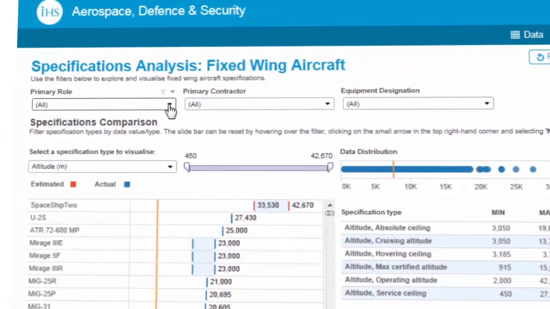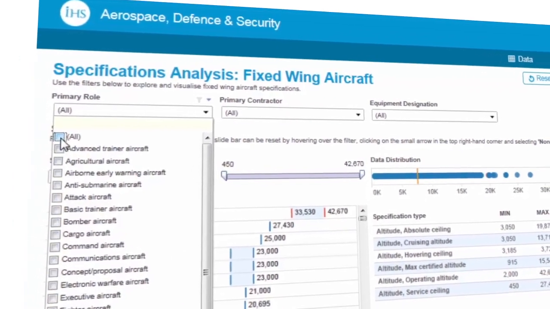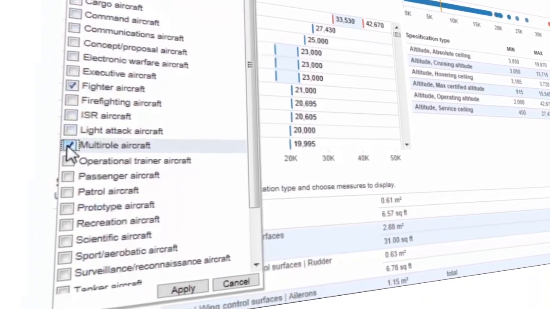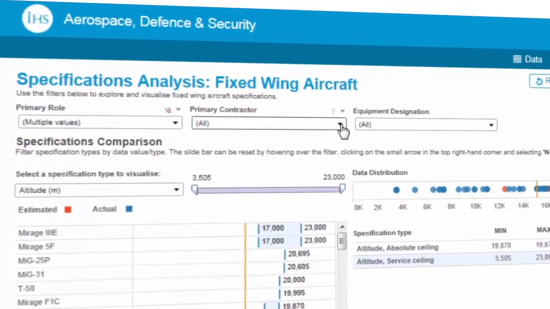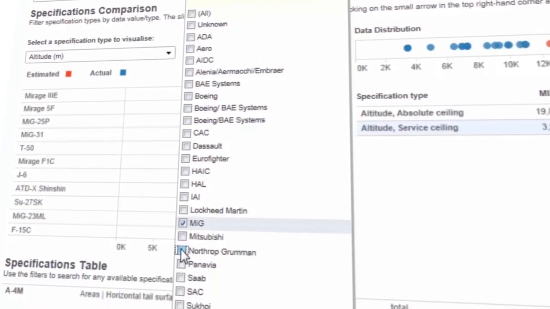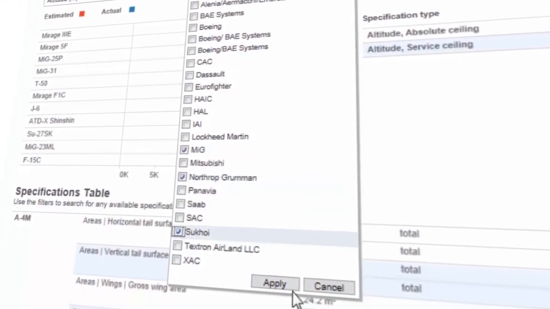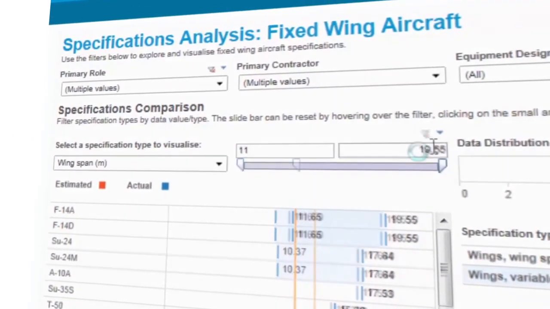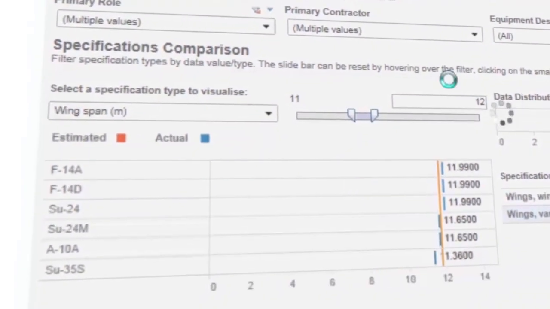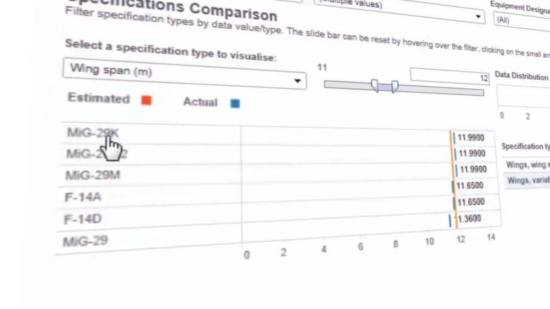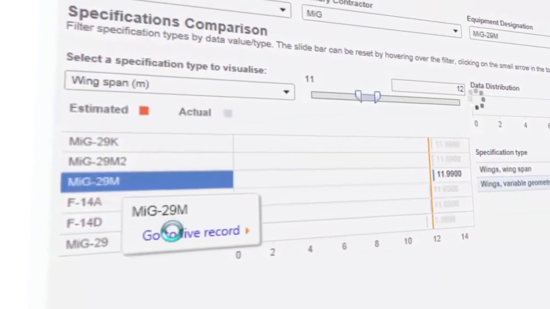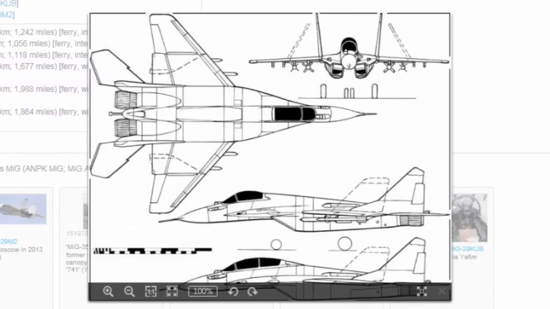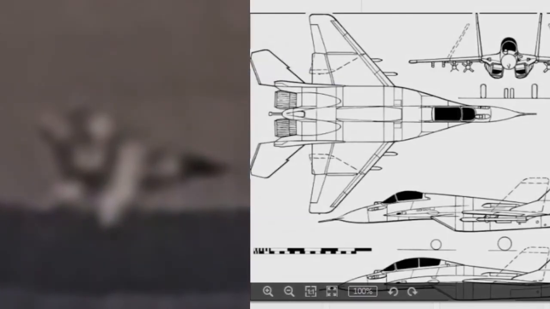Now that we have determined what aircraft are in service, we want to understand their specifications, so we select Attack Aircraft, Fighter Aircraft, and Multi-Role Aircraft from the list. We then filter down further by selecting MiG, Northrop Grumman, and Sukhoi. Finally, selecting wingspan from the drop-down list, entering the measurements in meters of the aircraft measured from the satellite imagery. The results return a MiG-29, which is known to be in Yemen service and matches the wingspan measured. We can then cross-reference this information with the schematic drawings that are available to ensure our findings are correct.